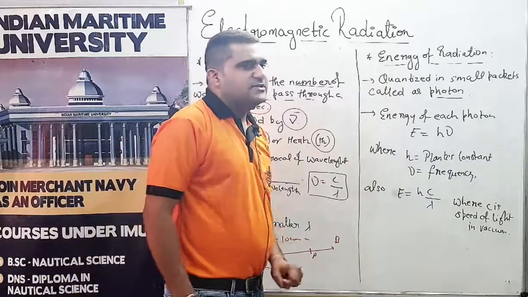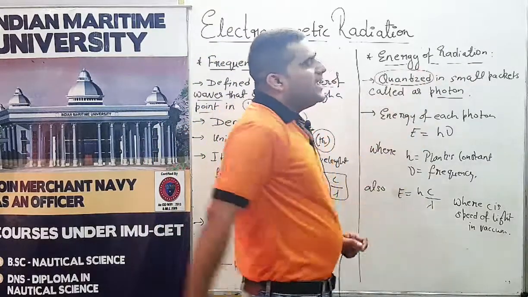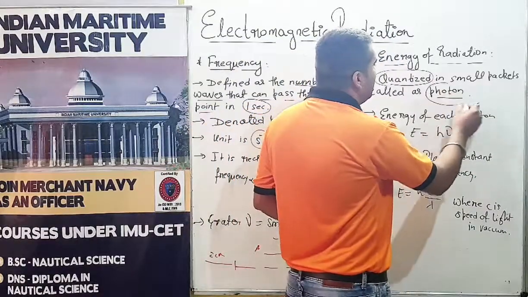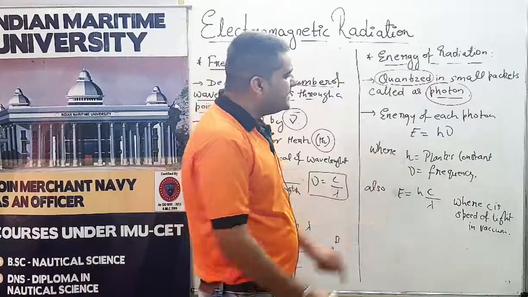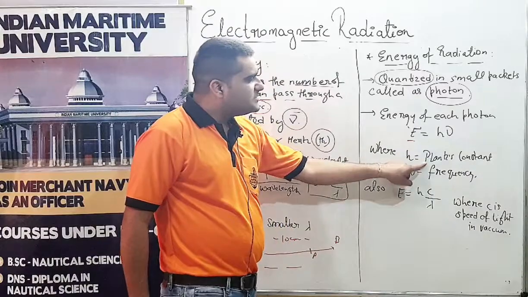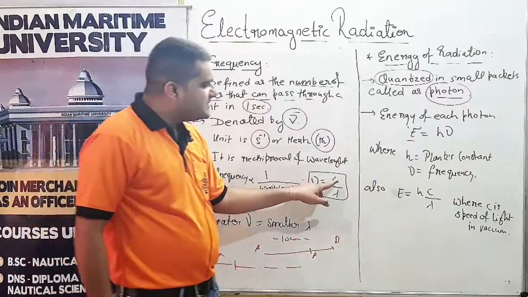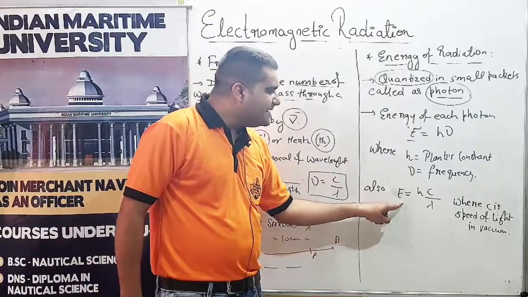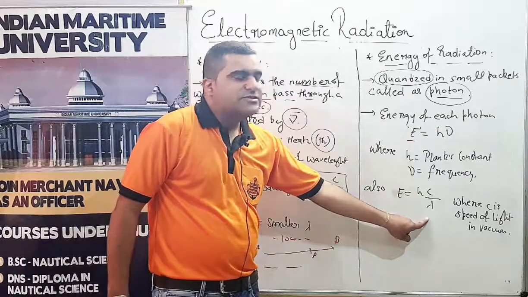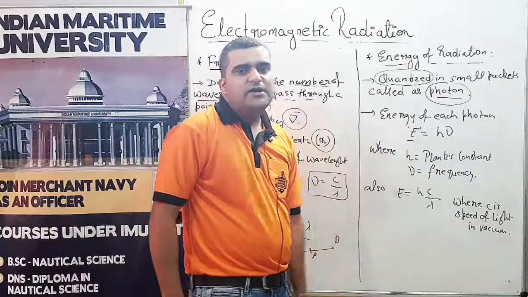Next, energy of radiation. First of all, energy of radiation is quantized and small packets are made which are called photons. Now, the energy of each photon is represented by E, where E is equal to h mu. h is Planck's constant, mu is frequency. We also know that frequency is c upon lambda, so we can write that E is equal to hc upon lambda. That means E is inversely proportional to the wavelength, and E is directly proportional to the frequency.